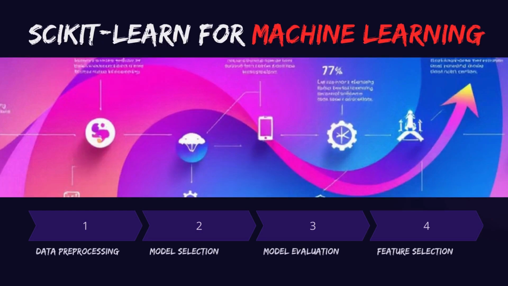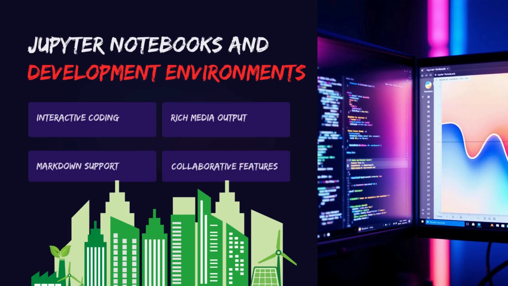Data preprocessing. Standardize and normalize your data efficiently. Model selection. Choose from a variety of algorithms for classification, regression, and clustering. Model evaluation. Use cross-validation and metrics to assess performance. Feature selection. Identify the most important features for your model. Interactive coding. Write and execute code in cells, perfect for data exploration.